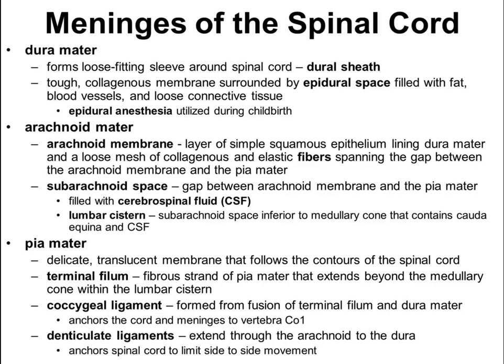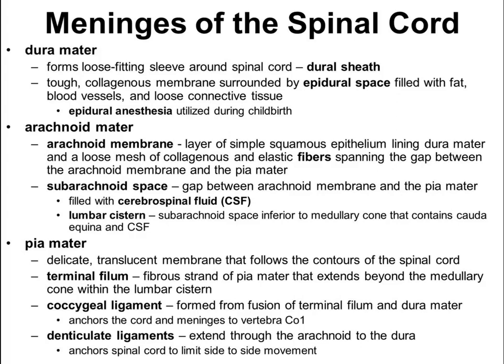The arachnoid mater is basically the middle layer, and there is a membrane here, and that is a layer of simple squamous epithelium lining the dura mater and a loose mesh of collagenous and elastic fibers spanning the gap between the arachnoid membrane and the pia mater. There is also a subarachnoid space, and this is the gap between the membrane and the pia mater. And this is filled with cerebrospinal fluid, which is sometimes abbreviated CSF.